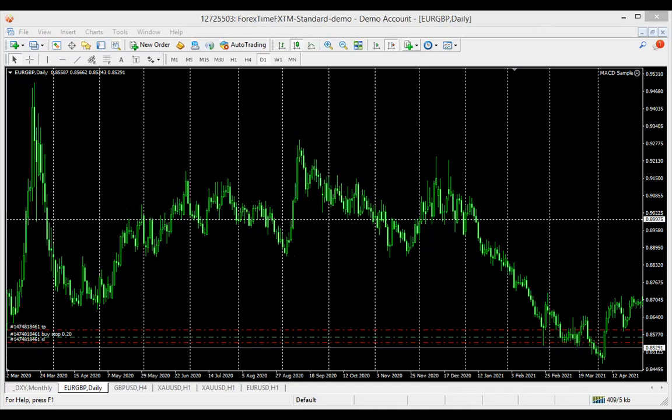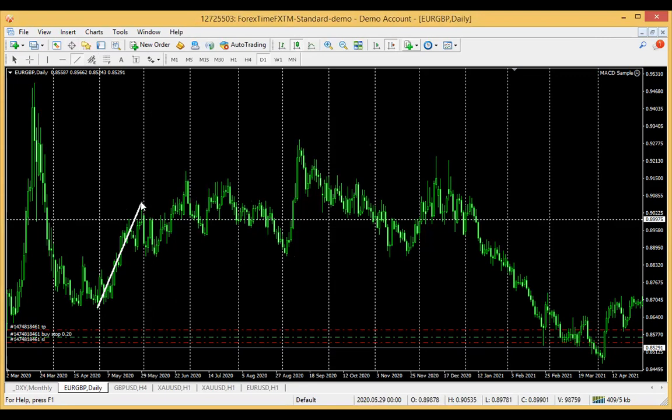Now with this, let me say I am using Fibonacci to draw my level. And maybe the market has risen from here, let's say from here to this place. Let's say the market rises from here to this point.